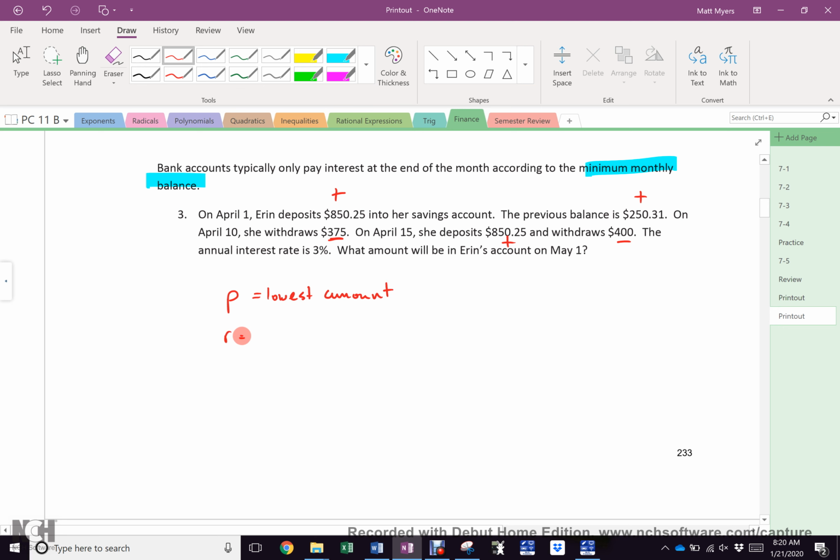The rate, 0.03, and the time, 1 month. What would the time be? 1/12. And then you would just run it through. Now, this will give me an interest, right? What will I do with that interest? Add it to the final balance.